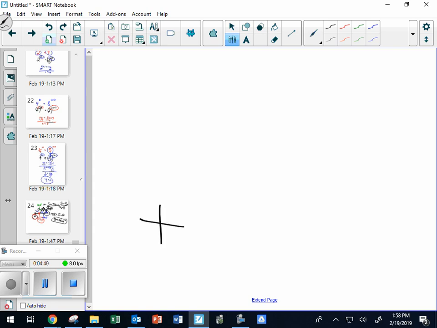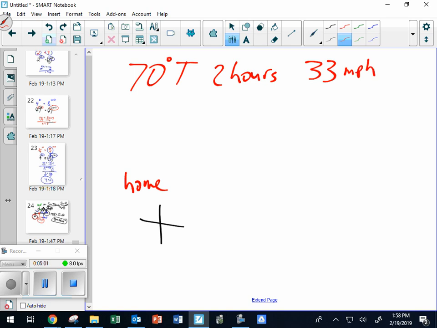Guy goes out fishing from here. That's his home port, where he started. I'm just going to call it home. And he goes 70 degrees true. And how far does he go? Well, I don't exactly know. I know he went for 2 hours at 33 miles per hour. I don't say it, please. Let people figure it out for themselves. I, of course, did just tell you how far he went, but in a different way.